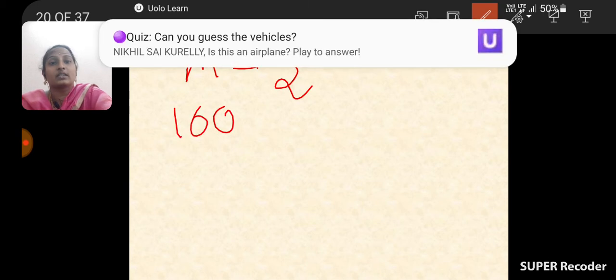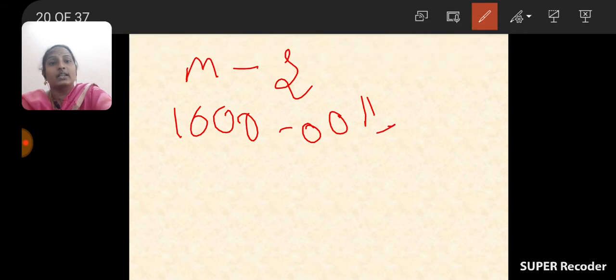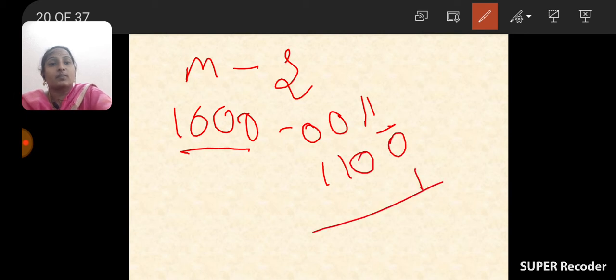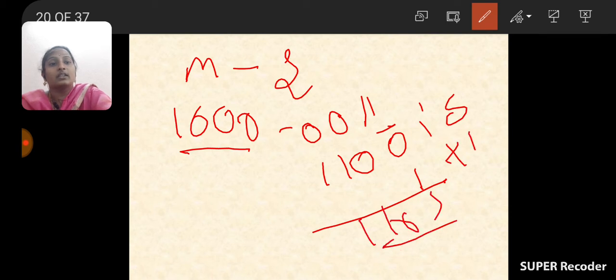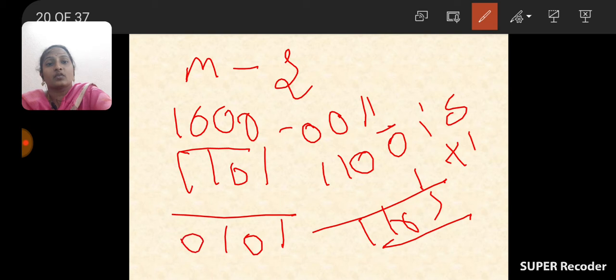So in subtraction, what are there? Minuend is there, subtrahend is there. For example, this is 100 and this is 0011. So here this is the subtrahend and this is the minuend. First you should take the 2's complement of the subtrahend. 2's complement means first you take the 1's complement, and by adding 1 to the 1's complement, we get the 2's complement. Then you add this 2's complement number to the minuend. By adding these two numbers, we get the subtraction by the 2's complement method.